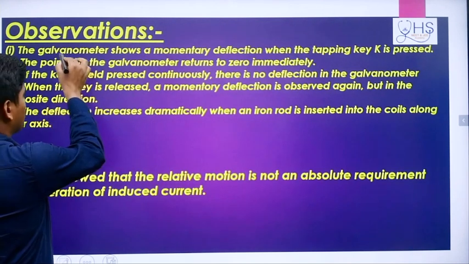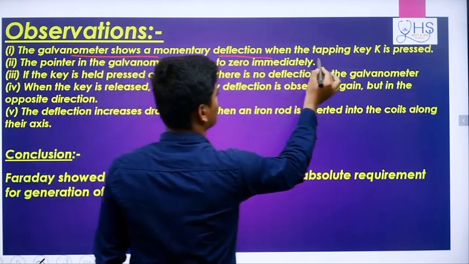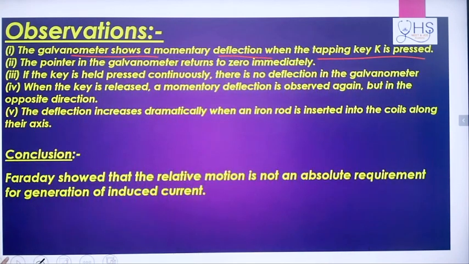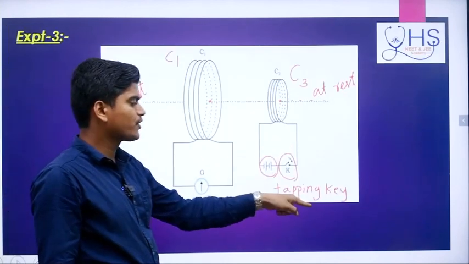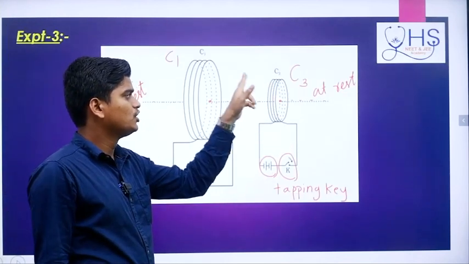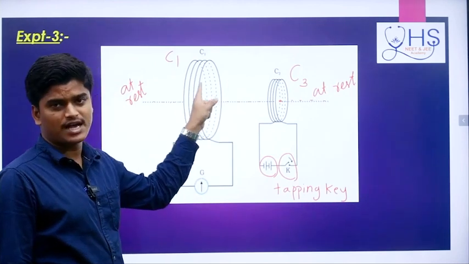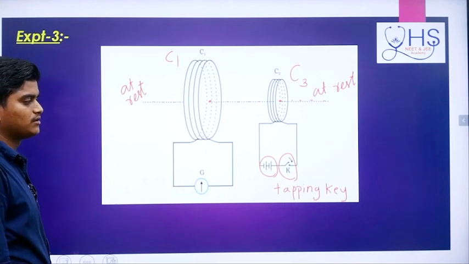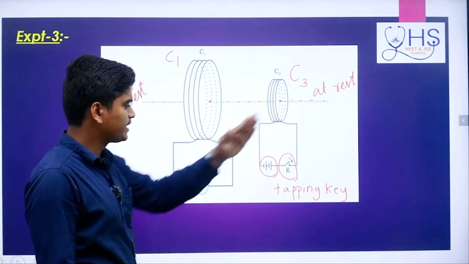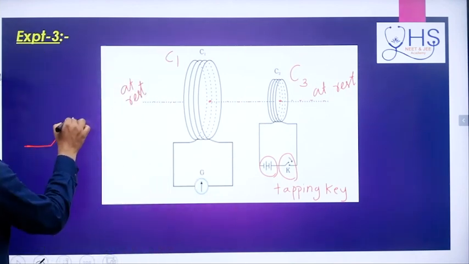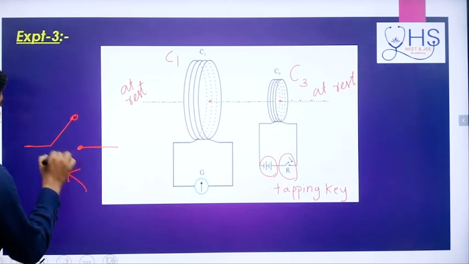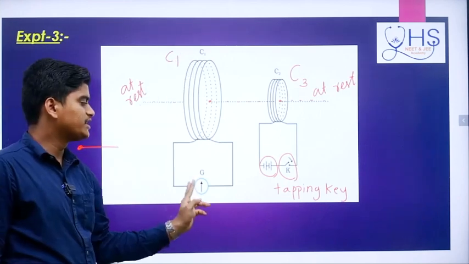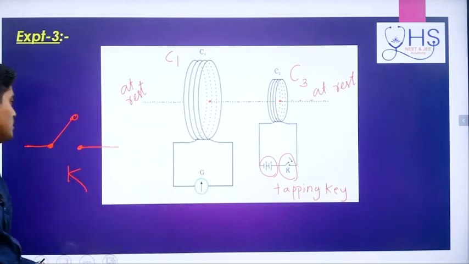Now the galvanometer shows a momentary deflection when the tapping key K is pressed. That means when you are closing the circuit, at that time current is flowing. Due to that current, some magnetic flux change is happening here, and due to that you can see some deflection in the galvanometer. If you press this tapping key K, here you can see the deflection in the galvanometer.